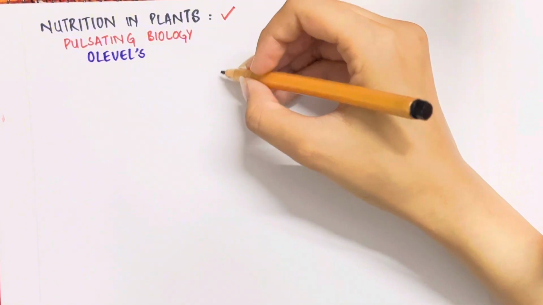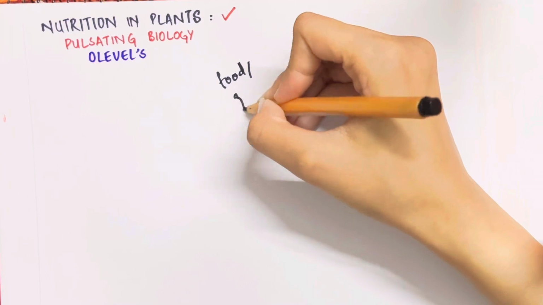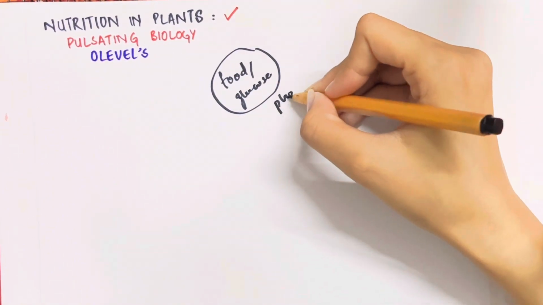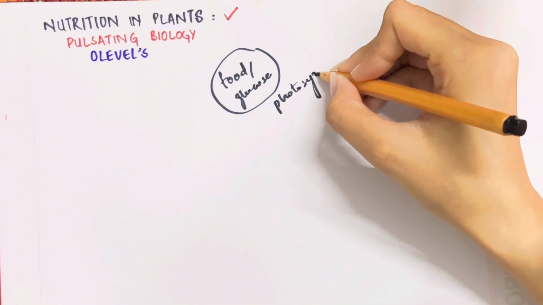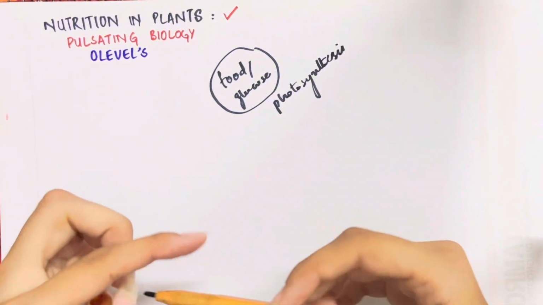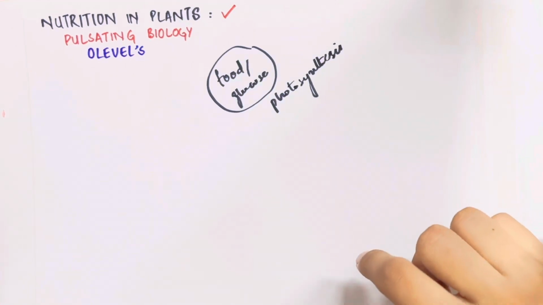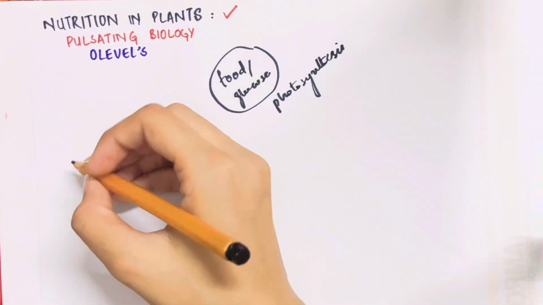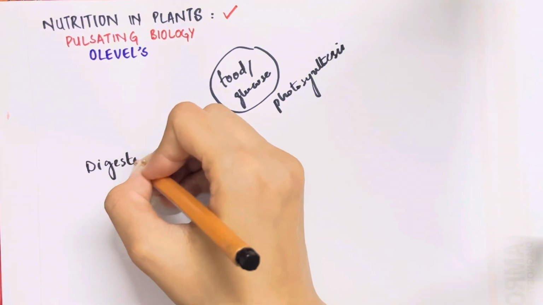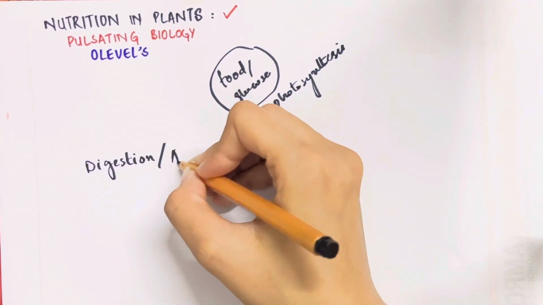Since we have talked about how glucose is prepared in the plant by the process of photosynthesis, we are further going to learn how the food that is prepared by photosynthesis is digested and assimilated. So let's talk about how digestion and assimilation in plants take place.